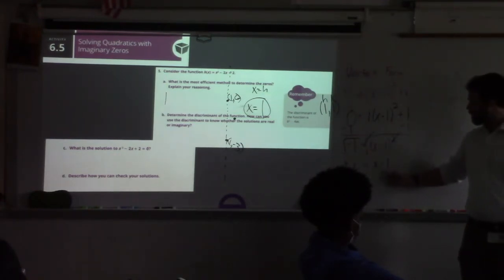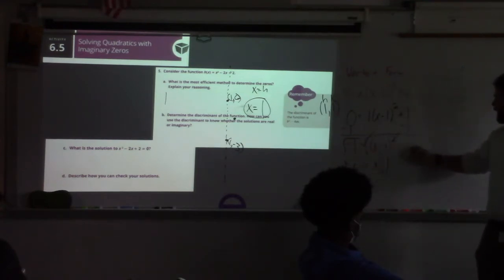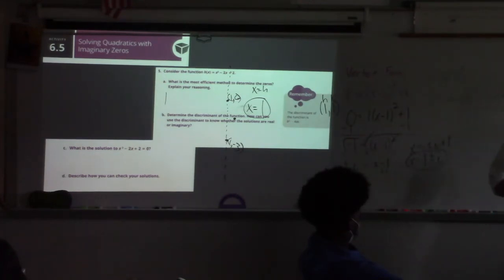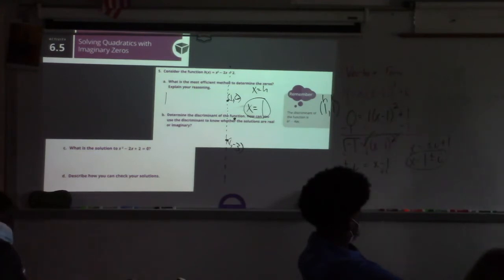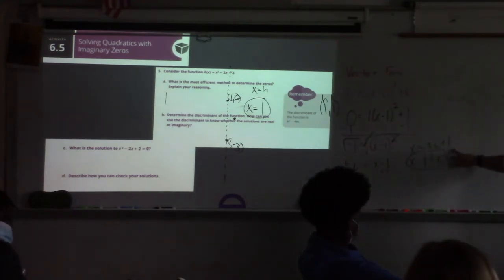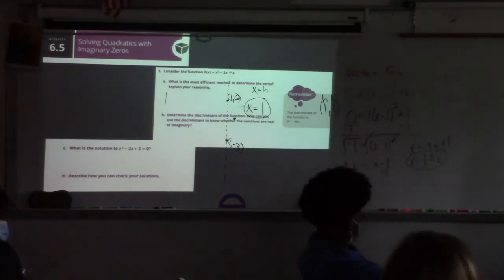So x is equal to, and you can do it as plus or minus i plus 1, but remember we traditionally put our real part first and then our imaginary part. I don't like how the plus and minus i was written. Don't write it like that. Write it like this. That's how I write it.